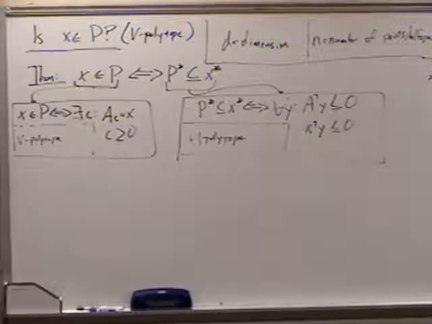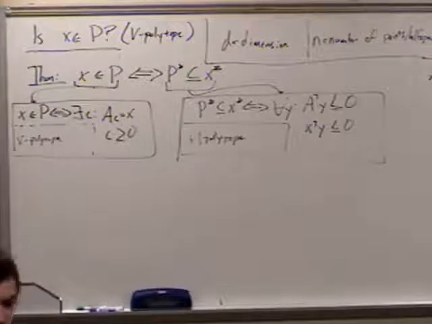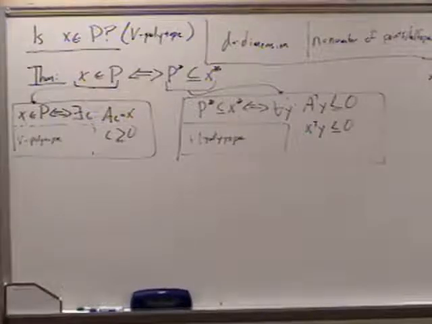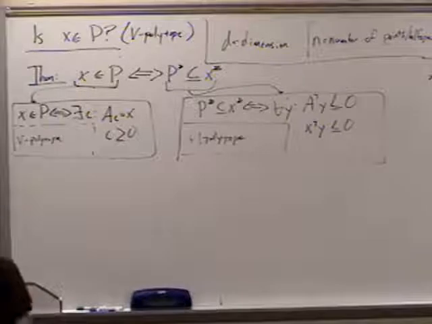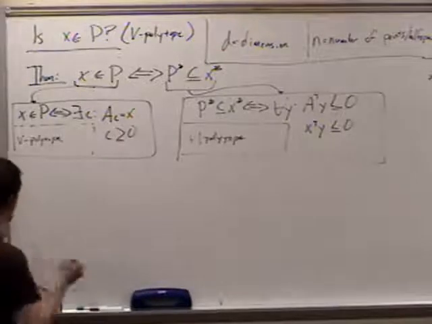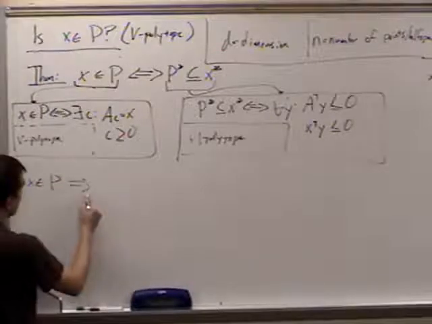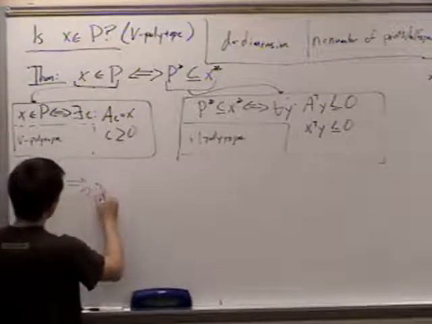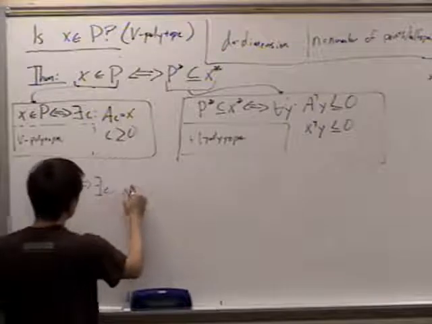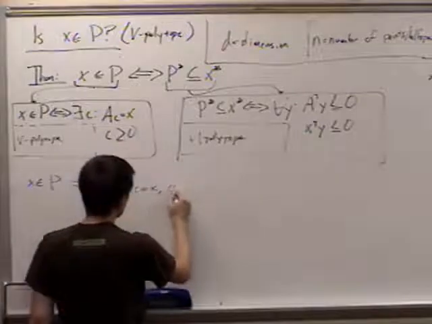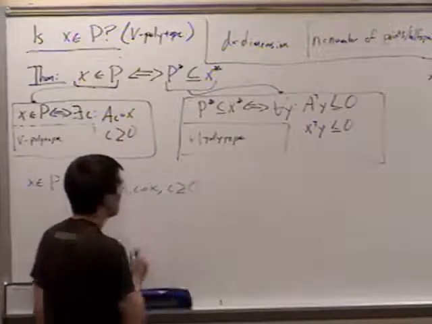And so at this point, we're almost done, though it might not be clear at the moment. But we'll prove the forward direction first, and the reverse direction ends up being kind of identical. So here's how this works. We're going to build a chain of reasoning. We'll say x is in P implies that there exists some C such that AC equals x, and each component of C is greater than or equal to 0, right?